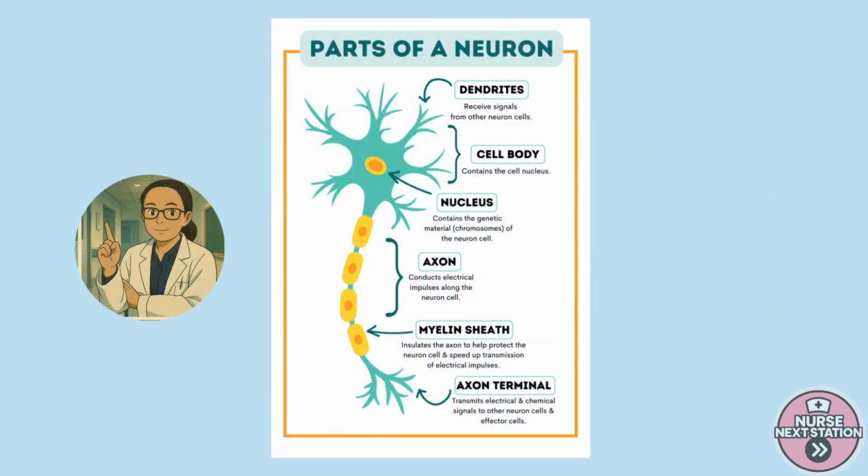A typical neuron has dendrites to receive signals, a cell body, and an axon that sends signals away. The myelin sheath speeds up transmission. At the synapse, neurotransmitters jump the gap between neurons. This is how signals travel fast and efficiently.